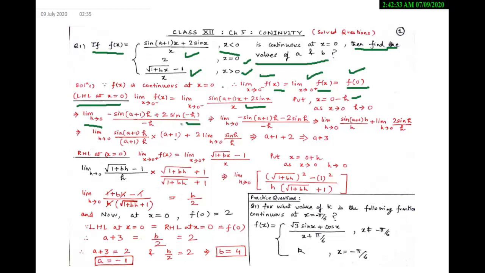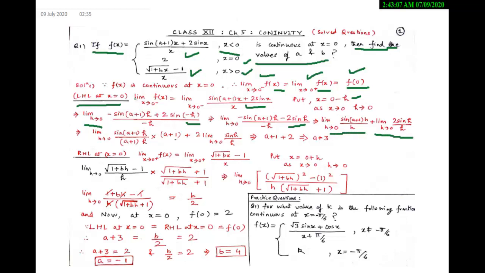So, students, from here we get limit h tends to 0 of minus sin((a+1)h). We know that sin of minus x is minus sin x. So, from here we can write 2 sin(minus h) as minus 2 sin h upon minus h. So, from numerator and denominator, we will take negative as common and cancel out. Therefore, from here we can write this as limit h tends to 0 sin((a+1)h) upon h plus limit h tends to 0 2 sin h upon h.